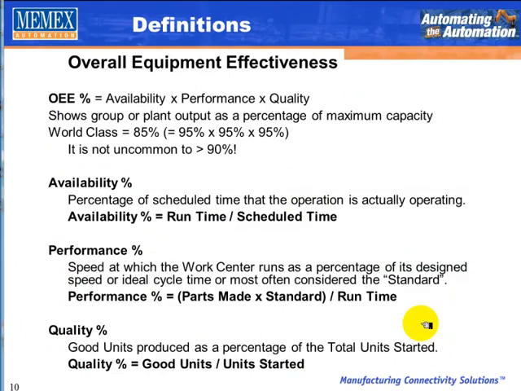As a definition of overall equipment effectiveness, it's made up of availability times performance times quality as an overall percentage. Availability is also a percentage metric, which is made up of runtime divided by scheduled time. Performance, another percentage, is made up of parts made times the product standards of what you expect divided by the runtime. And then quality percentage is made up of good units produced versus the units started.